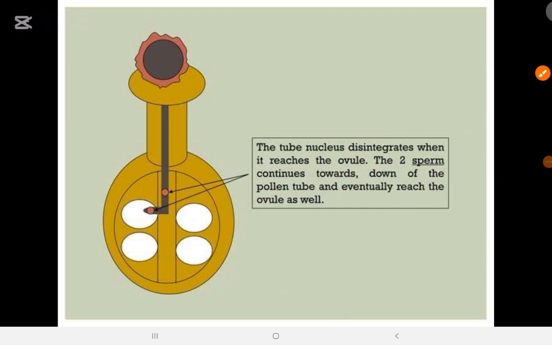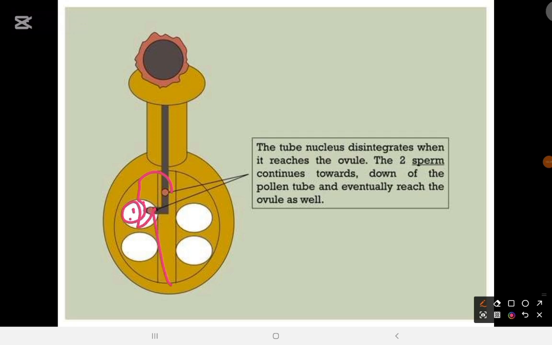Let me go again. I said the two sperms continue downward through the pollen tube and eventually reach the ovule. So inside the ovule, we are going to have the egg cell, and there are actually three nuclei there: the egg cell nucleus, and the polar nuclei, which consist of two nuclei. So this one fertilizes the egg cell, while this one fertilizes the polar nuclei.